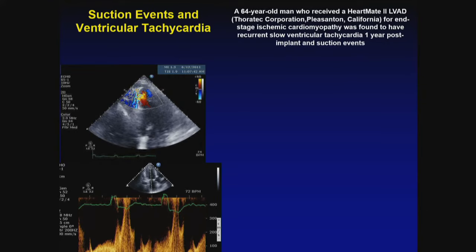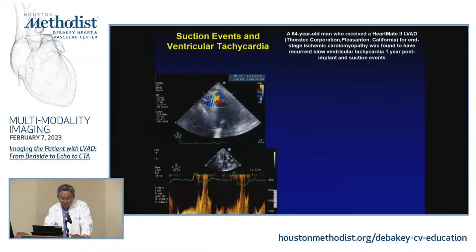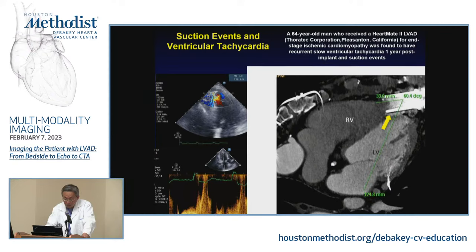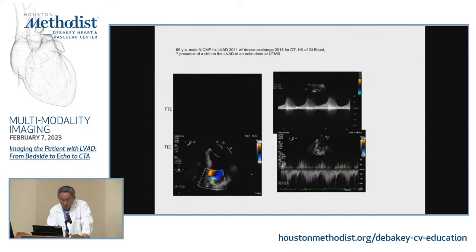And this is an example of when the cannula is not well placed. You could have complications like suction events or VTAC, like this patient has, with very turbulent flow on echo, and the inflow cannula right here. Every time the patient moves, I think when he stands up, he would have VTAC. Okay, and you can see clearly the cannula is essentially embedded almost into the interventricular septum. And it's not a surprise the patient would have VTAC every time he changed his position.